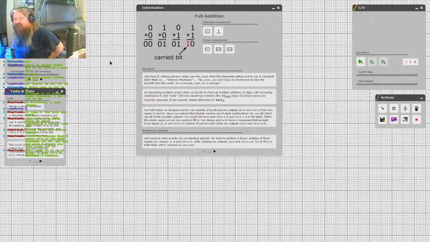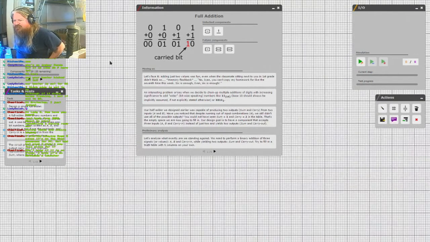Our half adder we designed earlier was capable of producing 2 outputs, a sum and a carry, for 2 inputs, A and B. Have you noticed that despite running out of input combinations, 4, we still didn't use all the possible outputs? You could not have seen sum and carry in the table. That's the empty space we are now going to fill in.